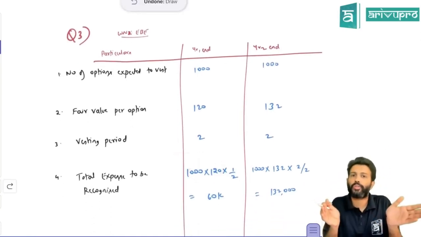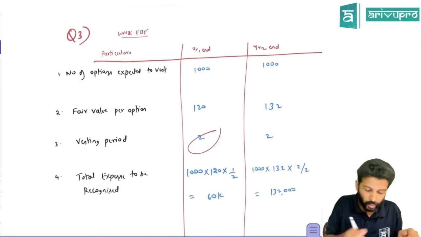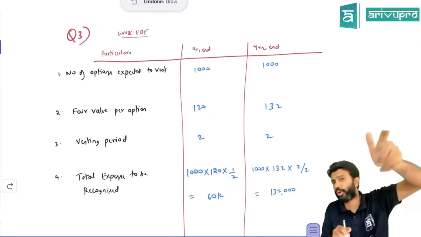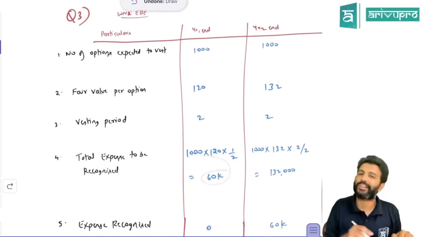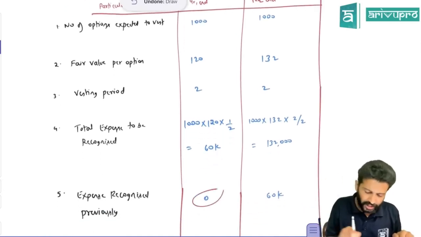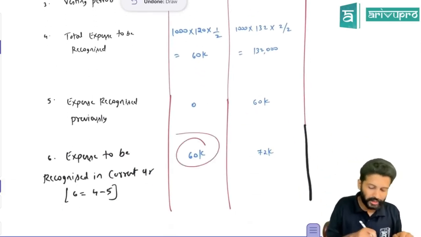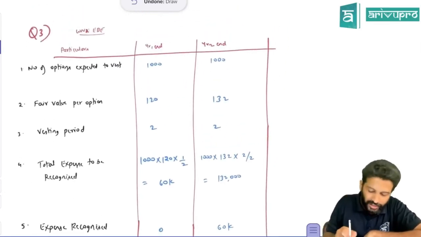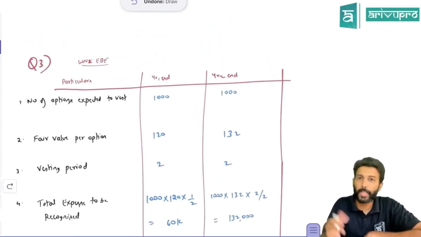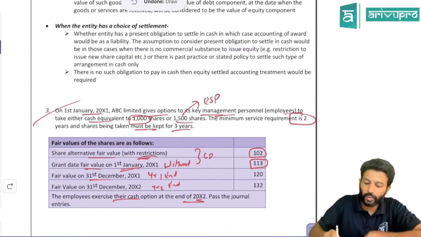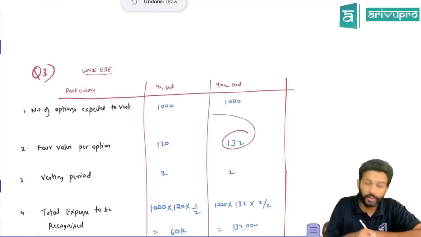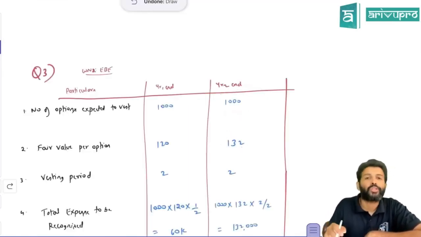That total loss has to be recognized over the vesting period. 1,20,000 is the total loss to be recognized over the 2 years vesting period. So first year, how much is the loss? 60,000. Okay. Have you recognized any expense previously? No. So total expense for the current year is how much? 60,000. Second year, same, 1,000 options are expected to vest. But what is the fair value for the second year? The fair value of the second year has become 132. So the loss on one share is 132. We have totally 1,000 shares. So what is that, sir?